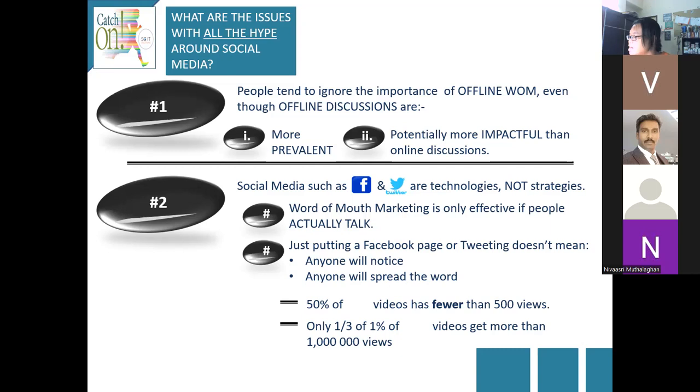Now that you understand that offline discussions are more prevalent and potentially more impactful than online discussions, number two, understand this, and this is very, very important. When you talk about social media, when you talk about Facebook, Twitter, Instagram and so on, understand this: these are technologies. They are not strategy.